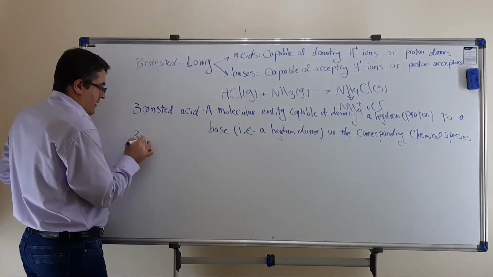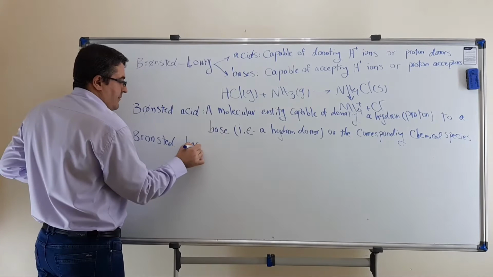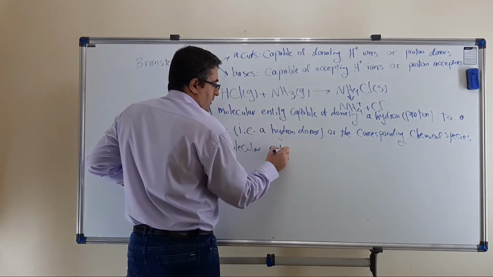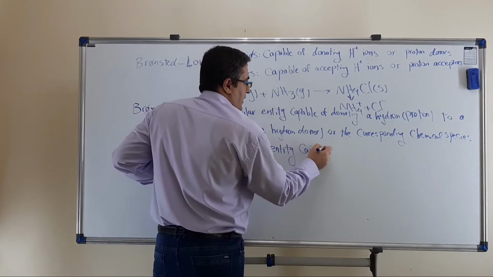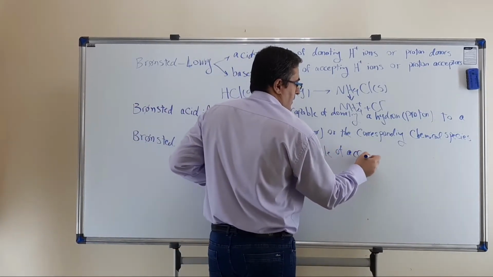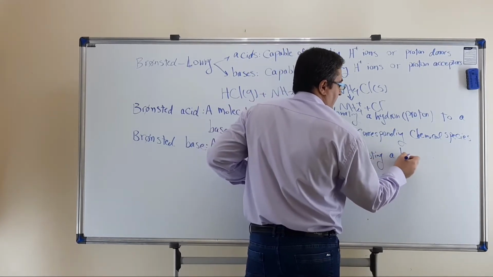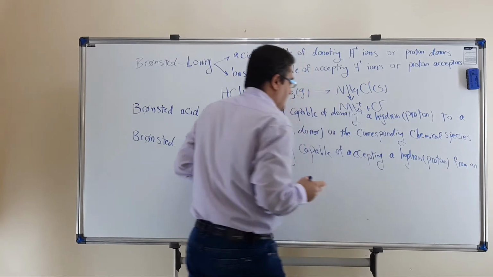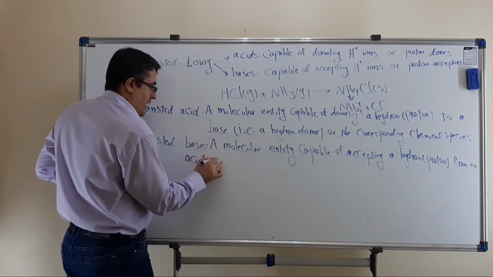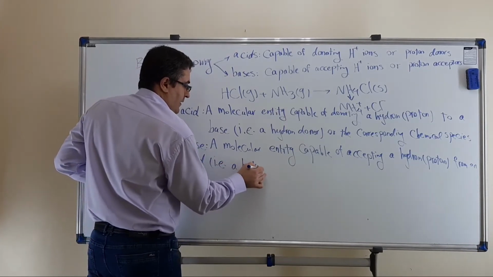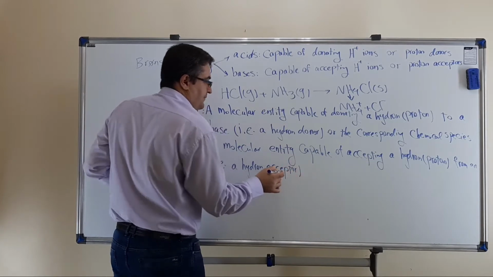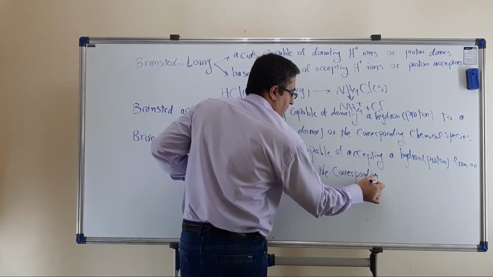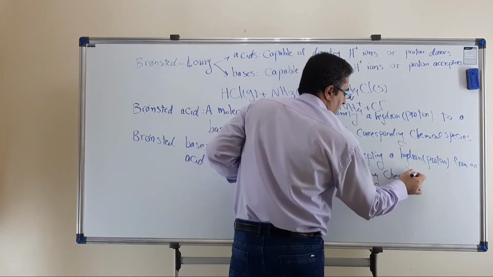In the case of Bronsted base, we have a molecular entity capable of accepting a hydron from an acid. That is a hydron acceptor, or the corresponding chemical species.